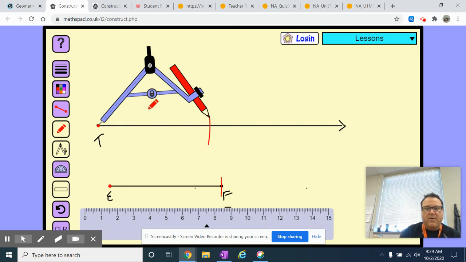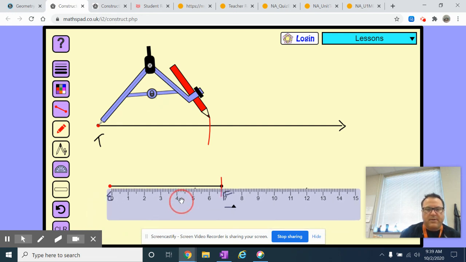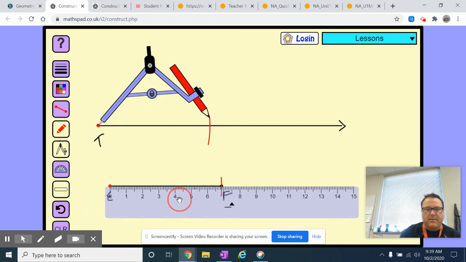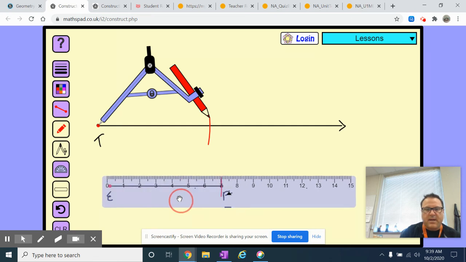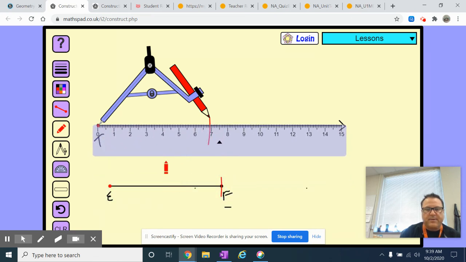Now, how do I know I did it right? Well, I already know that this segment is 7. So that's about 7 if I drew it right. And if I come up here and measure it, that's also about 7. So looks like I did it. And I have just constructed a congruent segment. Okay? All right. So I think I'm going to end there, and then I will pick up constructing.